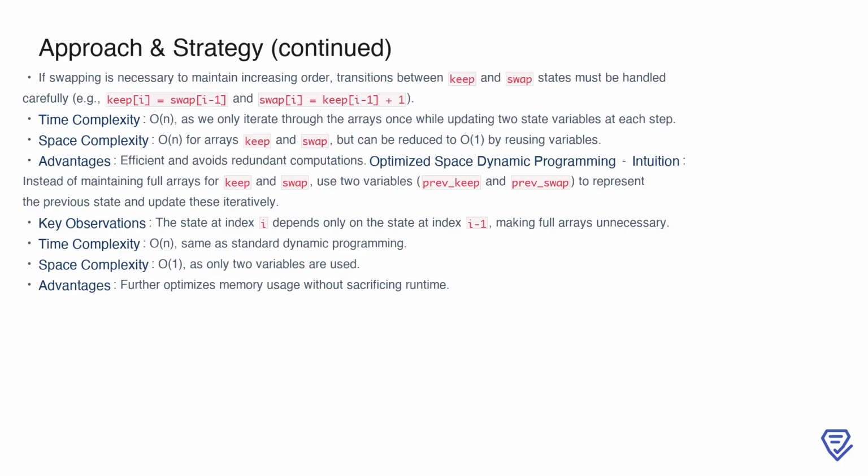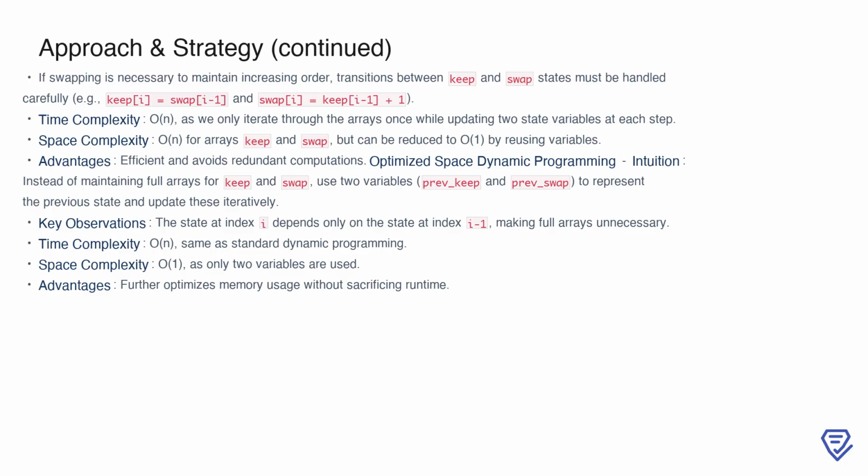Similarly, if we choose to swap at the current index, we would add 1 to the keep state of the previous index, since that state required no swap. This dynamic programming approach allows us to iterate through the arrays just once, achieving an efficient time complexity of O(n). Initially, the space complexity is O(n) due to the storage of the keep and swap arrays.